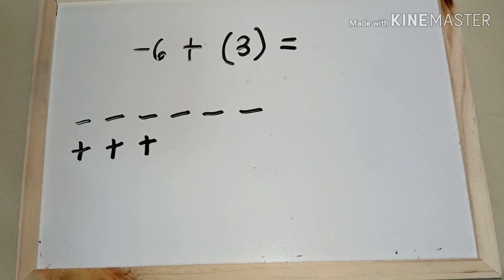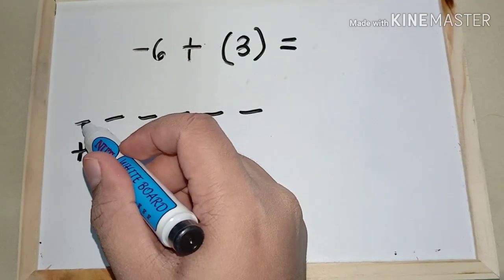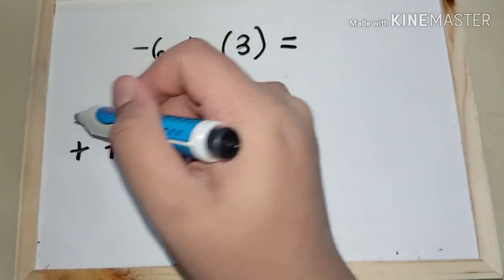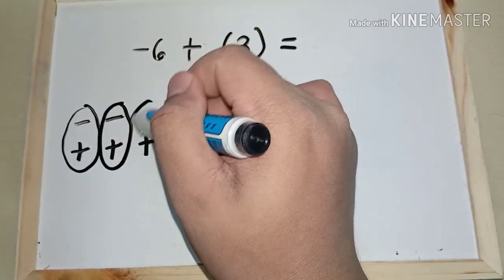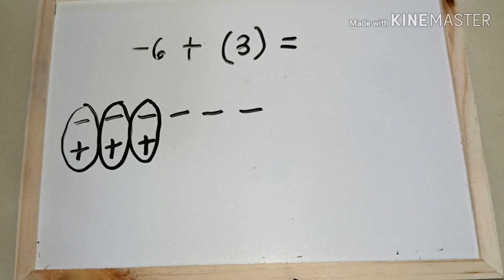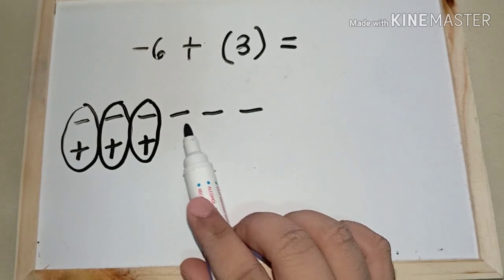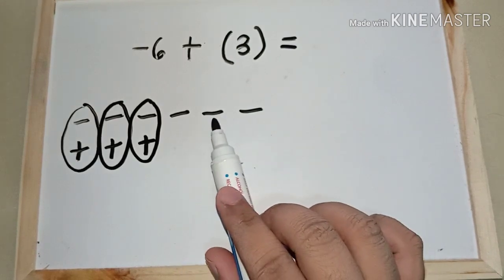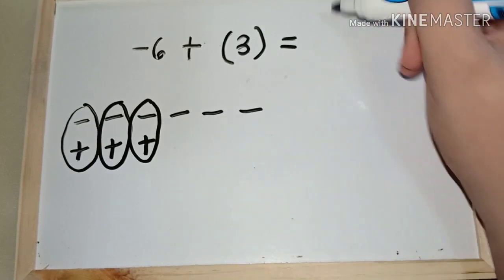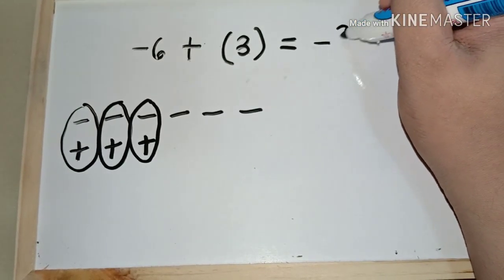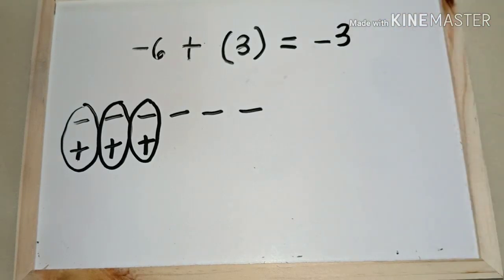And as I've said earlier, if you pair a negative number and a positive number, you will get a zero pair. So this pair here is equivalent to 0. So what's left is negative 1, another negative 1, and another negative 1. So that's 1, 2, 3. Therefore, negative 6 plus 3 is negative 3.